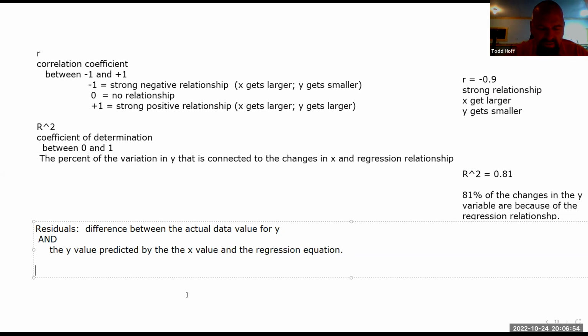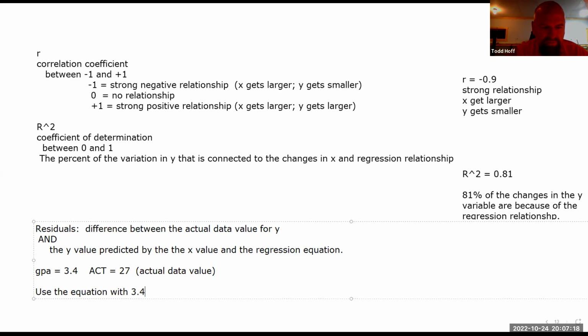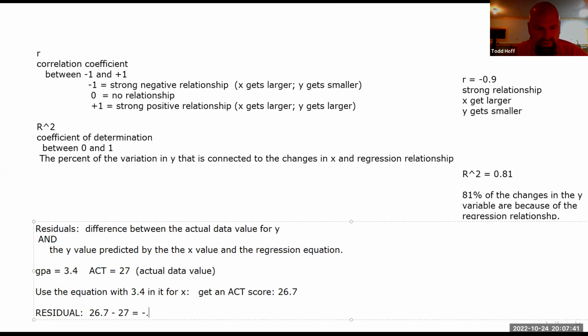So if we have a student with a GPA of 3.4 and an ACT score of 27, this 27 is the actual data value. If we use the equation with 3.4 in it for X, we get an ACT score of 26.7, which is close to the actual ACT score, but not quite. The residual is the predicted 26.7 minus the actual of 27. So it's a negative 0.3 residual, or 0.3 residual. So that's the difference between what the regression relationship predicts and what reality actually produced.